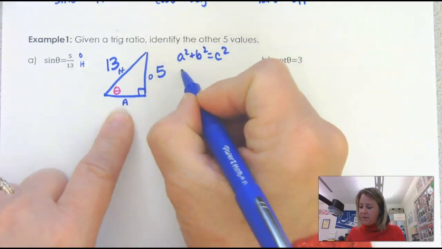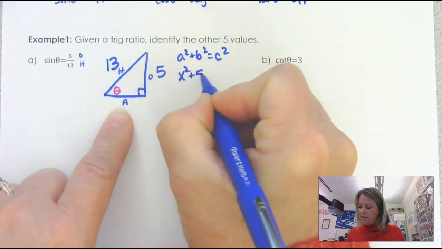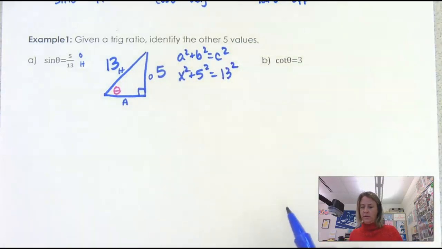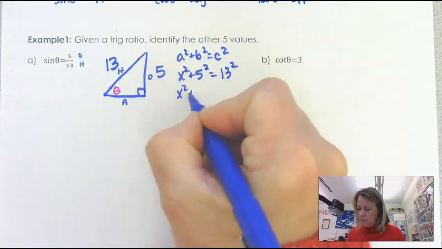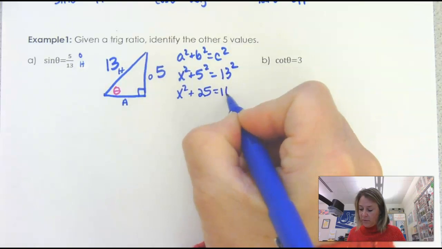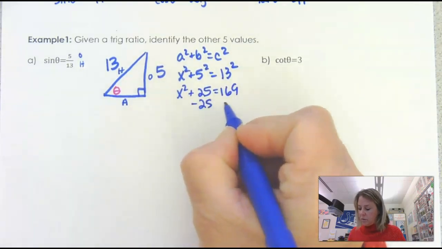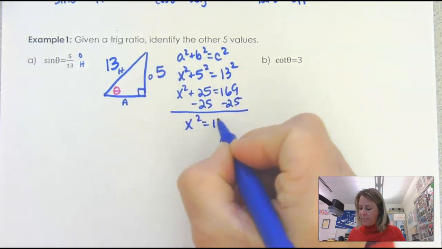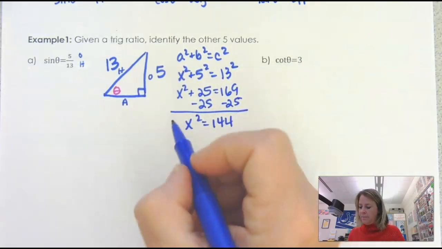And I know 5. So I've got x squared plus 5 squared is equal to the hypotenuse, or c, which is 13 squared. And then we're just going to do the work. Hopefully this is easy for you guys. Subtract 25. I'm showing all the steps, but I am going kind of fast with this. So pause me if you need to.